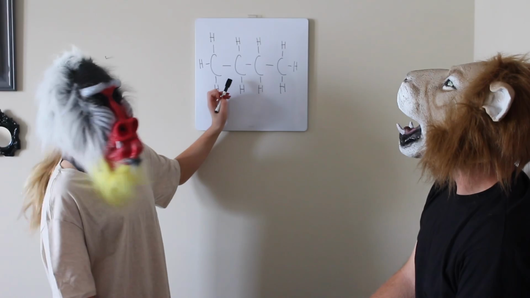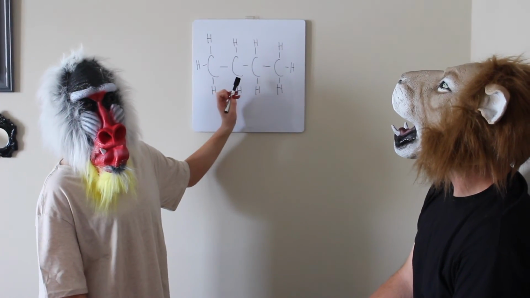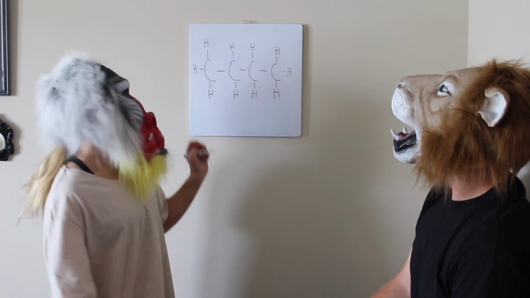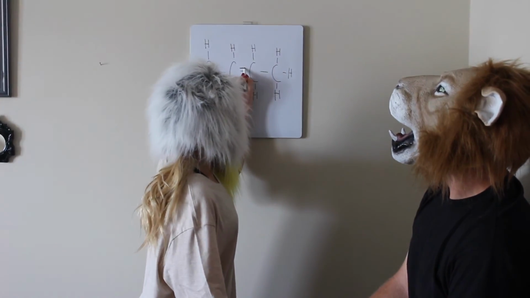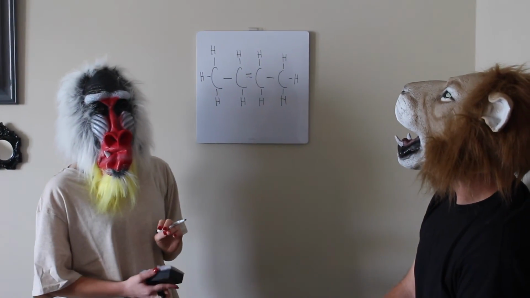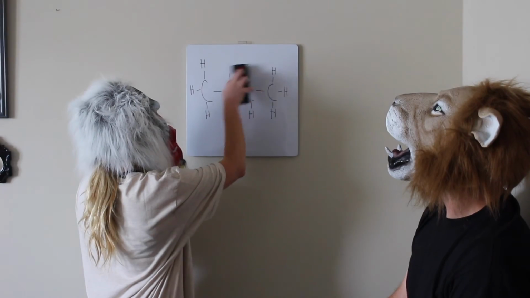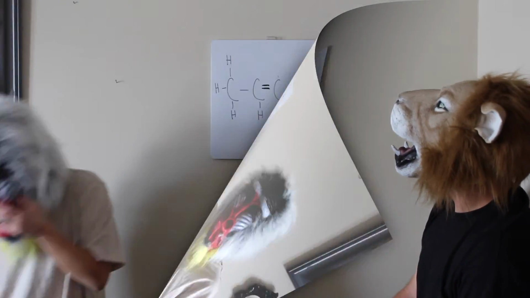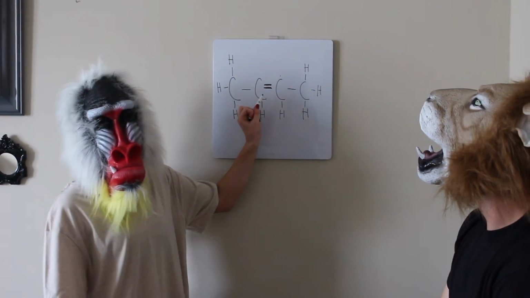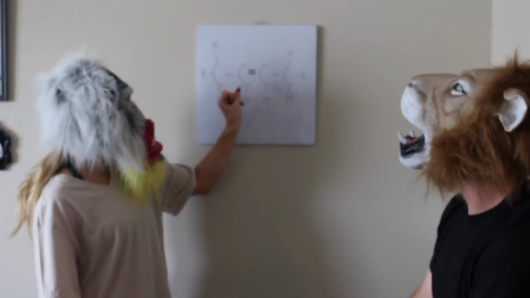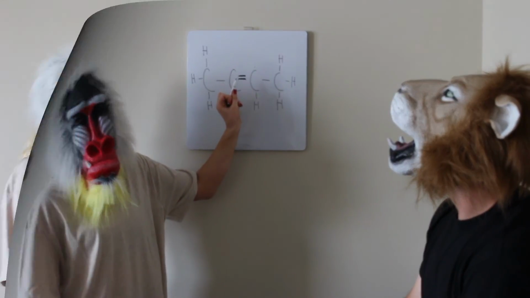An alkane is a saturated chain where every carbon is single bonded to another carbon. In an alkene, we have a double bond between at least two carbons. A double bond is made up of one pi bond and one sigma bond. The pi bond creates a barrier to rotation.